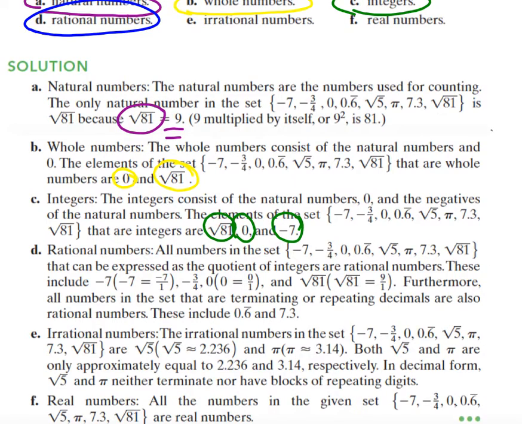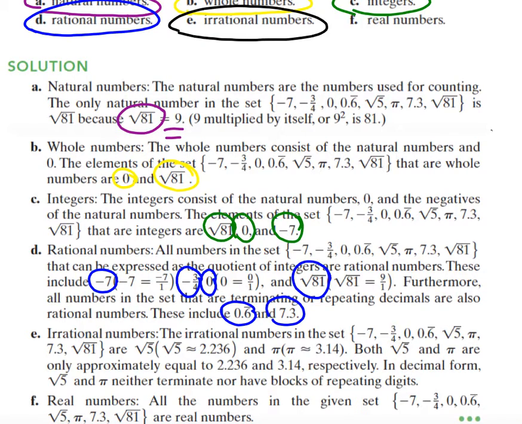negative 7 can be written as a fraction, negative 7 over 1. Negative 3/4 is already written as a fraction. 0 can be written as 0 over 1. Square root of 81 reduces to 9, which can be written as 9 over 1. And then there are a couple more, which include 0.6 with a line above it, which represents 0.666 repeating, or a terminating one as 7.3. So all the ones there in the blue.